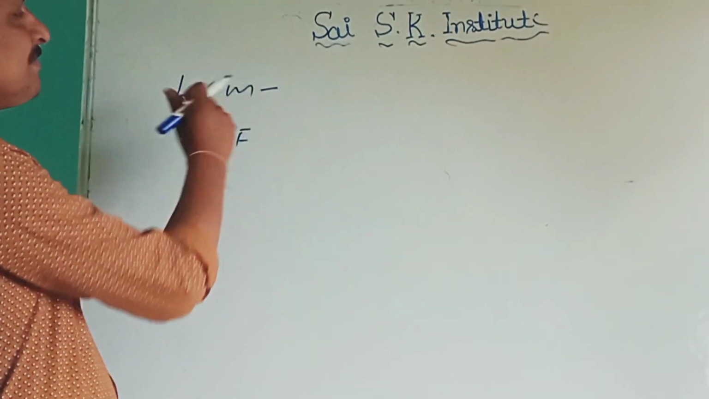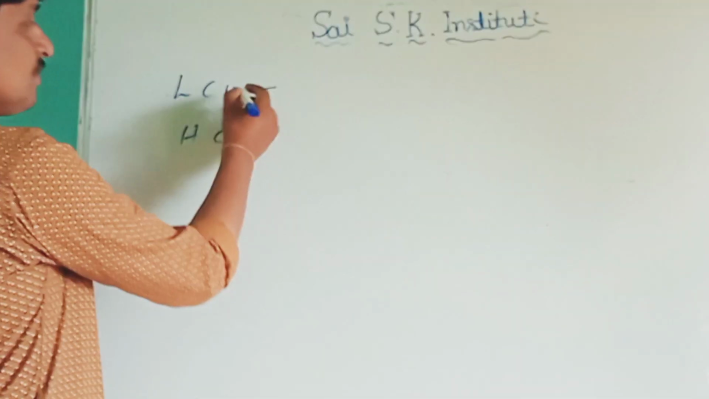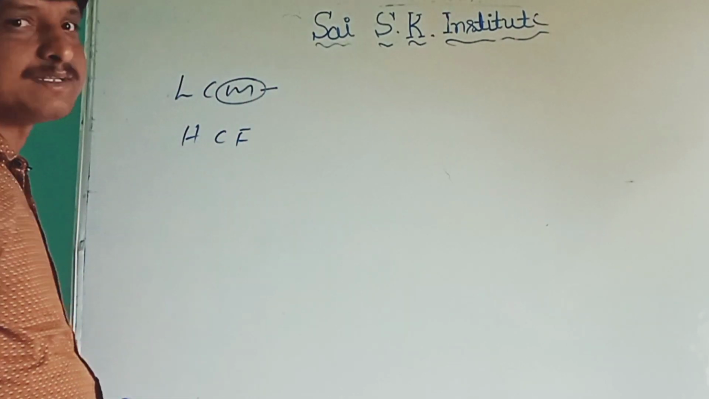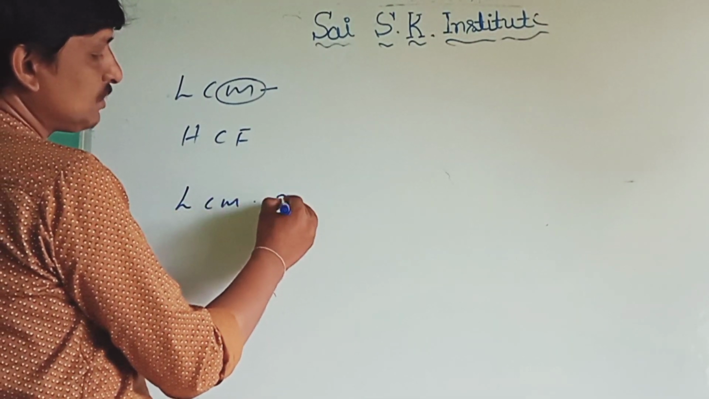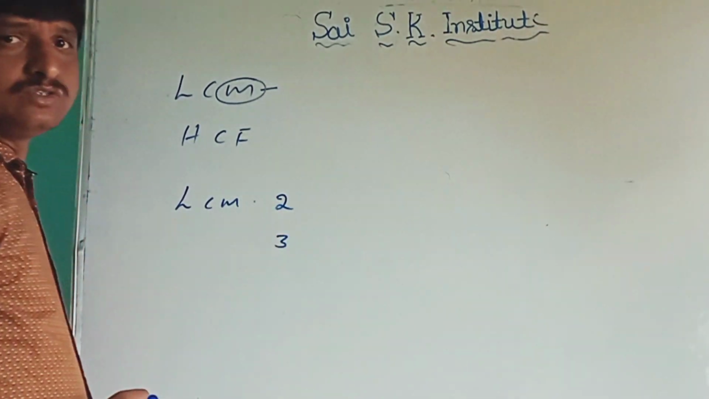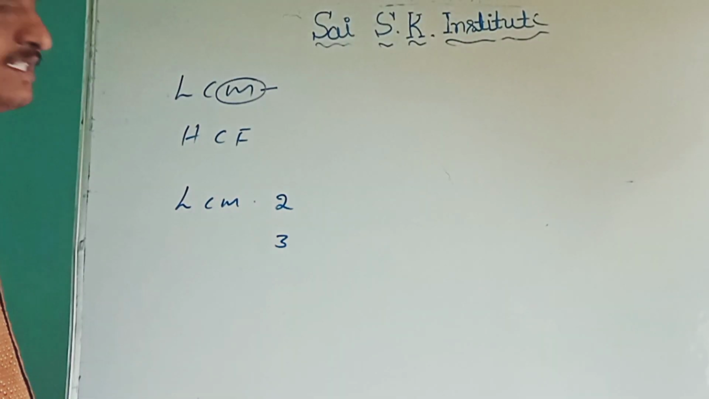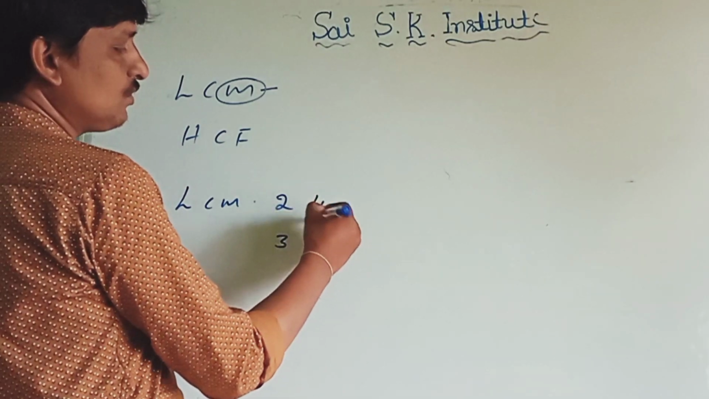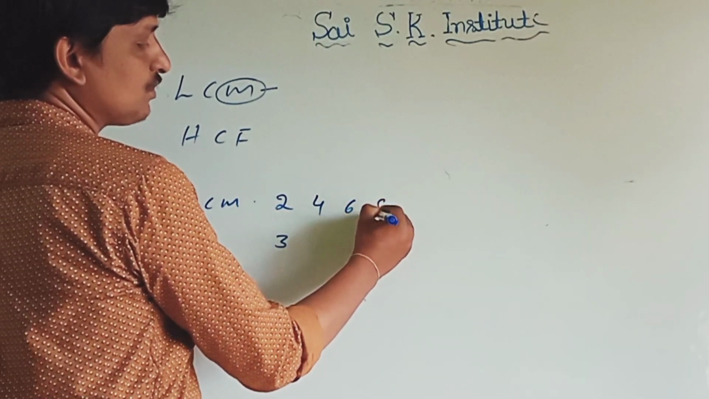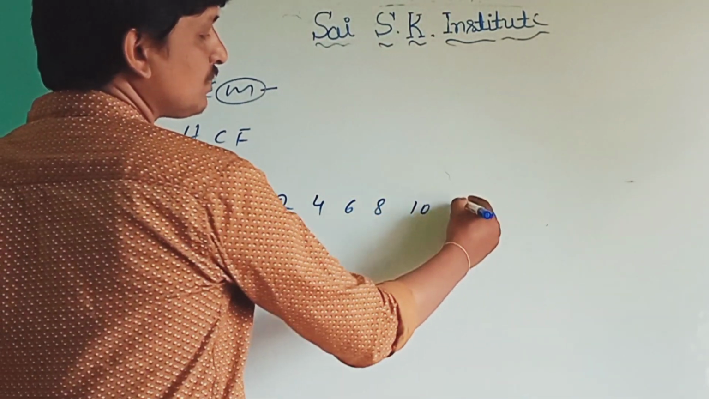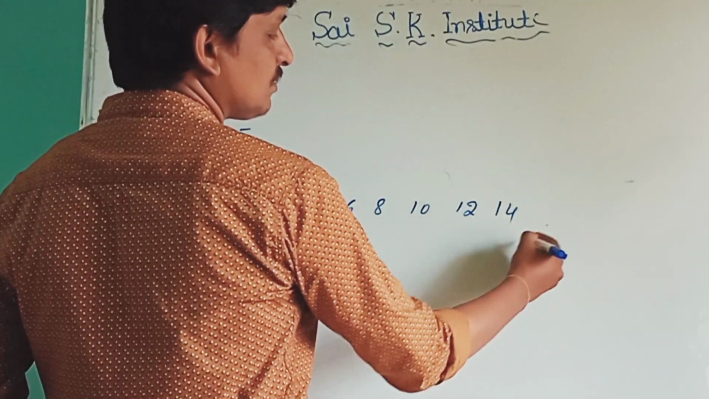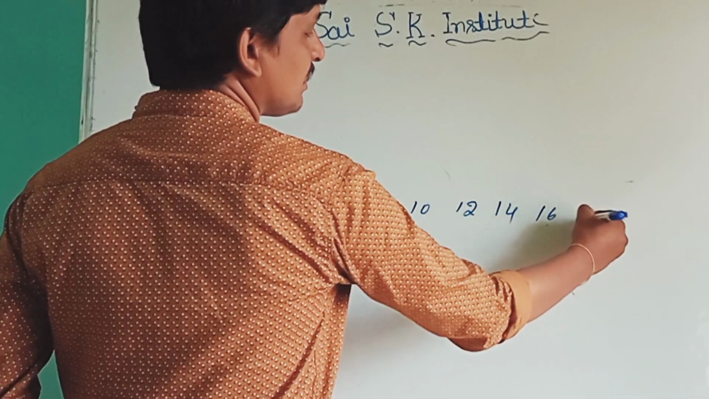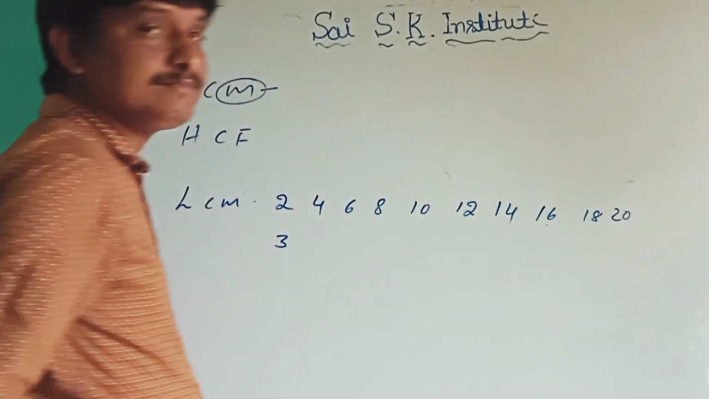So least common multiple, first we have to write the multiples, as we learned in the last class. For example, 2 and 3. The multiples of 2 are: 2 ones are 2, 2 twos are 4, 2 threes are 6, 2 fours are 8, 2 fives are 10, 2 sixes are 12, 2 sevens are 14, 2 eights are 16, 2 nines are 18, 2 tens are 20.